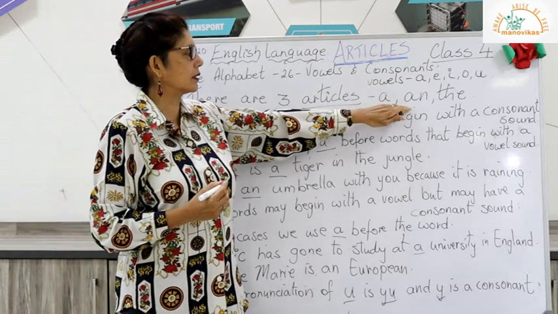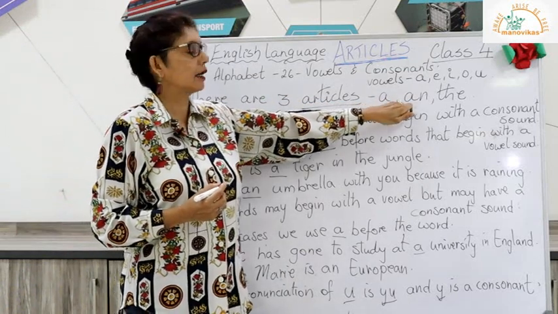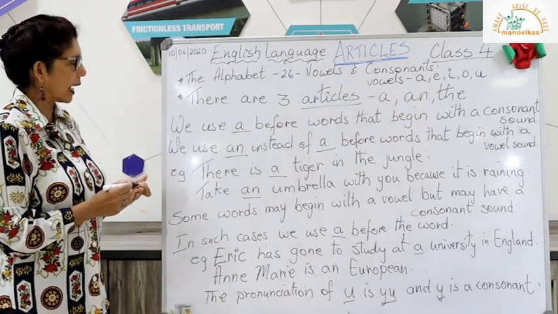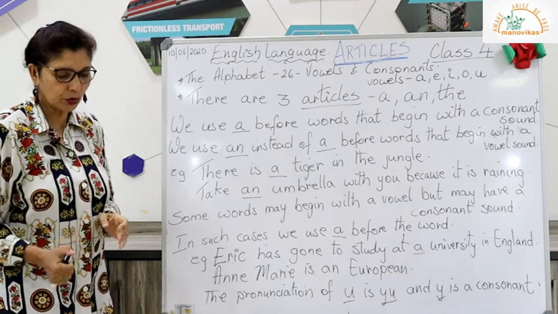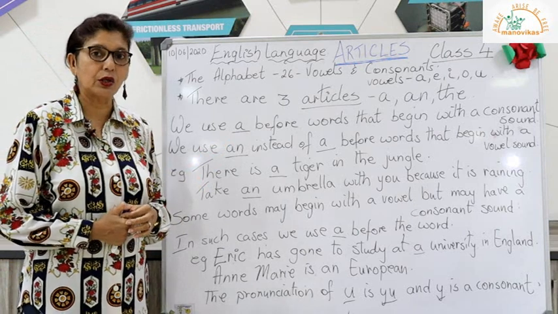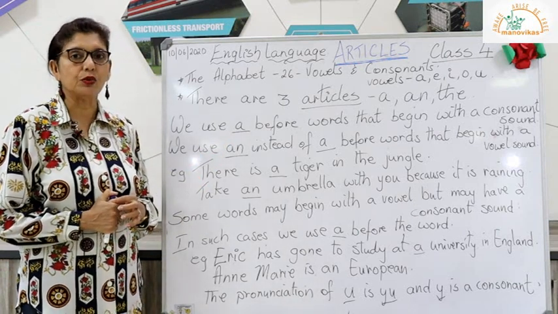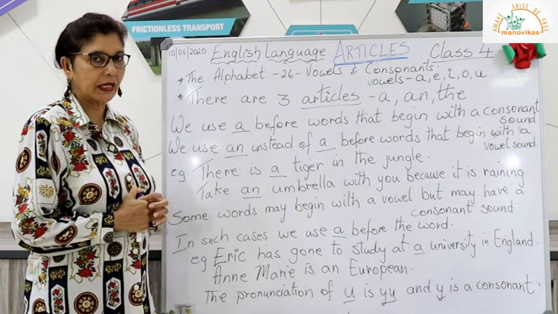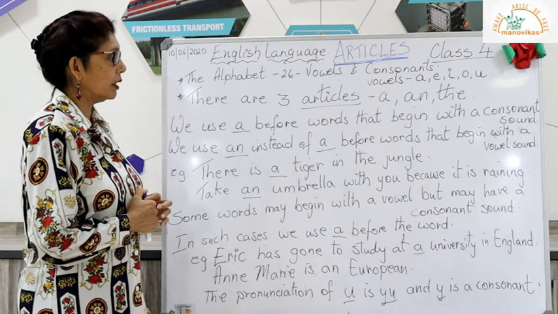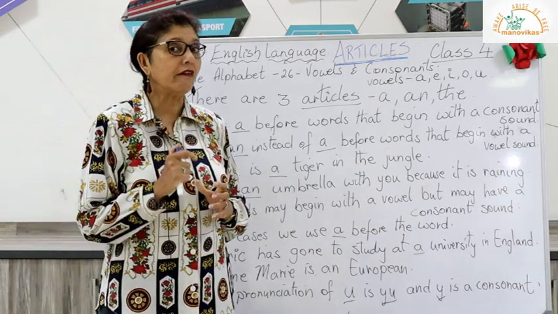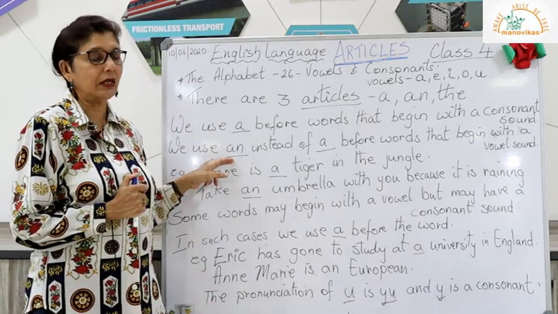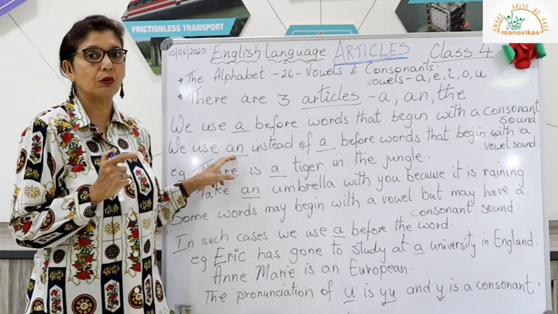There are 3 articles that we are going to learn: a, an and the. Now when do we use these articles? A is used before words that begin with a consonant. So a is used when a word begins with a consonant. We use an instead of a before words that begin with a vowel sound. So we use an instead of a when the word begins with a vowel sound.